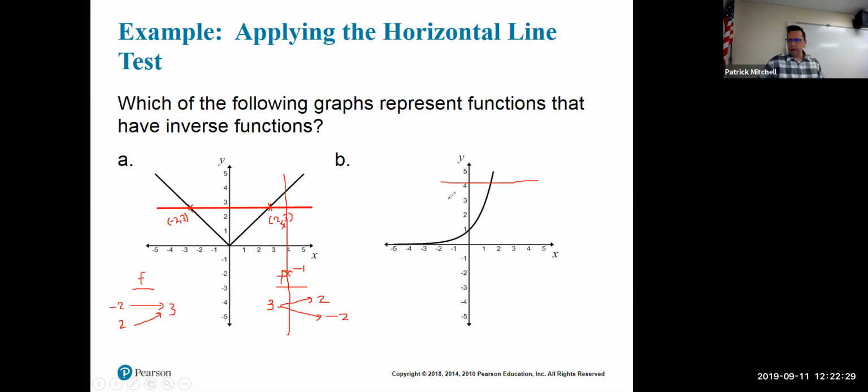Well, no matter where you draw a horizontal line, it only intersects once. It starts to look a little iffy when you get over here because the graph gets really, really flat over here, all right? But it never becomes perfectly flat. So since there is no horizontal line that intersects this more than once, this function does have an inverse. Okay? This happens to be the graph of what's called an exponential function, and we will talk about those in pre-calc.